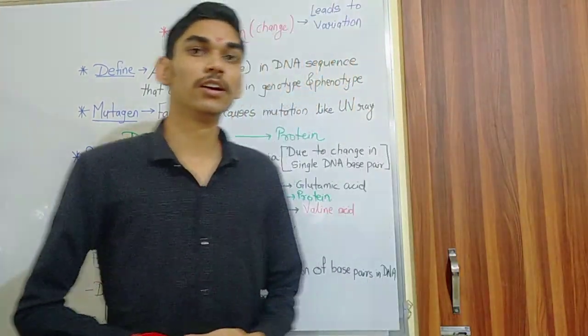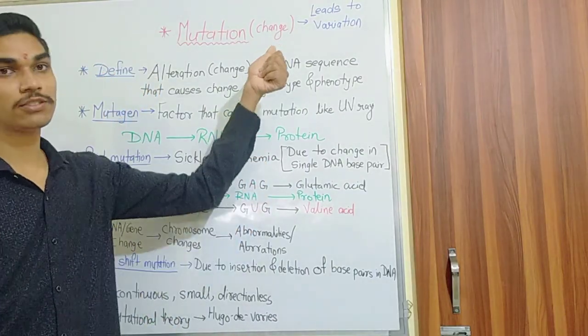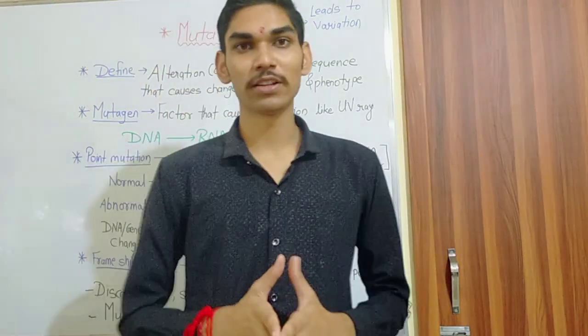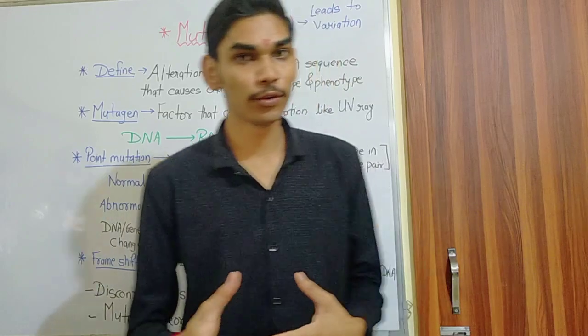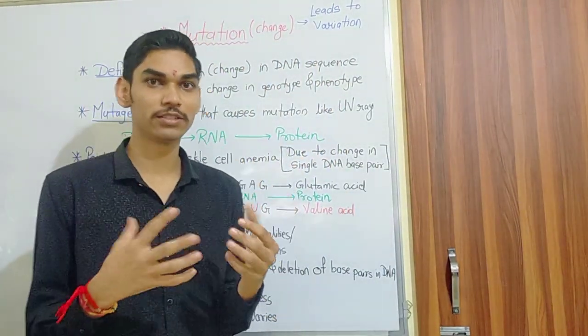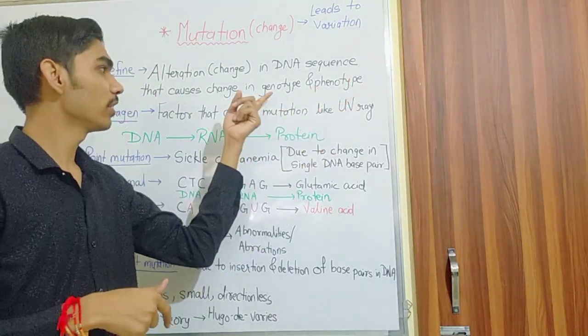Hello everyone. Mutation is nothing but the change that leads to the variation. So mutation is nothing but a change in a DNA sequence that leads to the change in genotype and phenotype. Phenotype is nothing but our external appearance, like the presence of ears and hairs. But that phenotype is only possible because of our genotype.